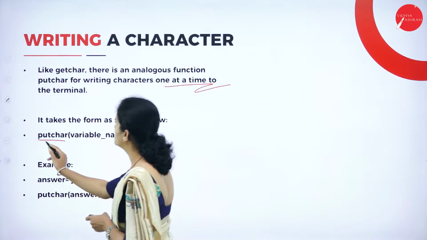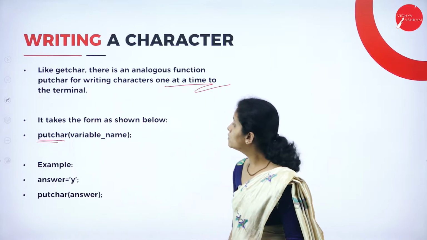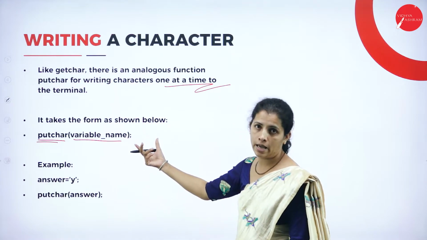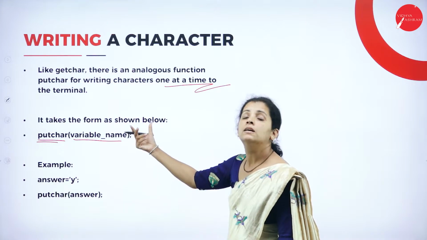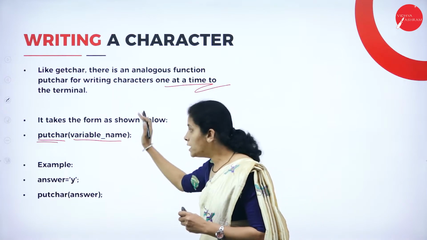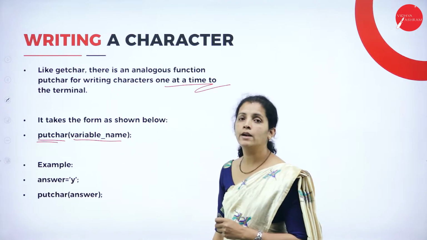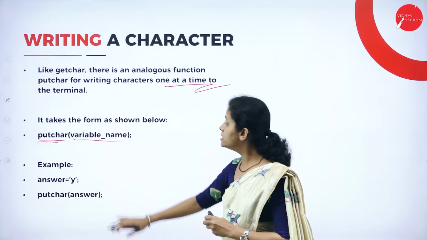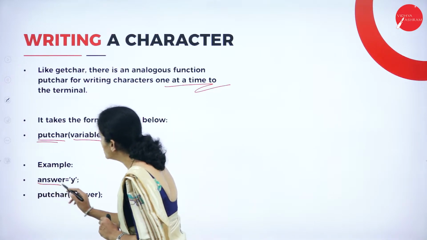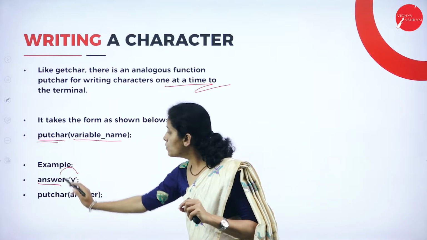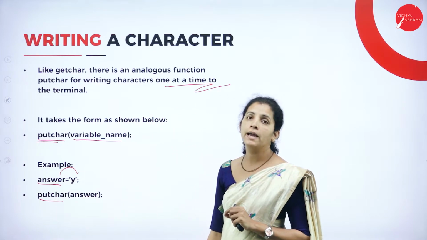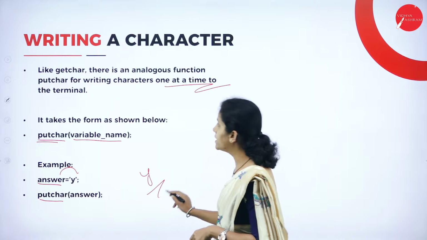This is the syntax I'm going to use. The putchar function, and what is the argument I'm going to pass here? That is the variable name. Here the variable name is the variable which holds the character, and this is the input to the putchar function. When I call this function, it is going to display the output on the terminal. Now here, I'm going to assign y to answer. When I call putchar, what is my output? I'm going to get the output y.